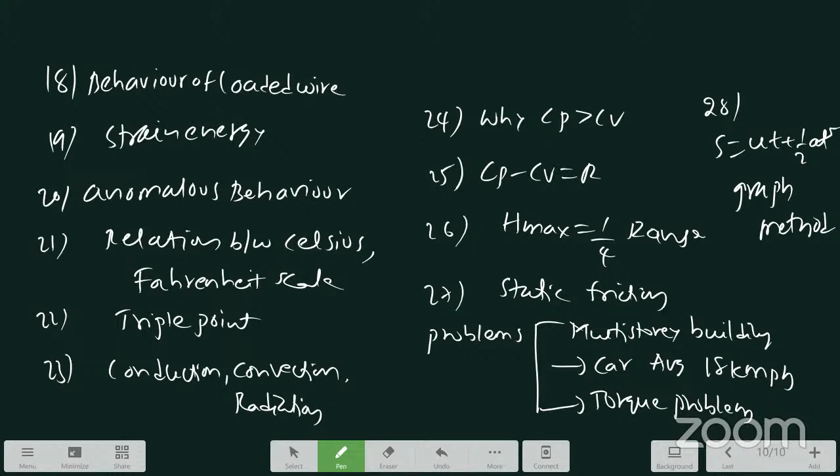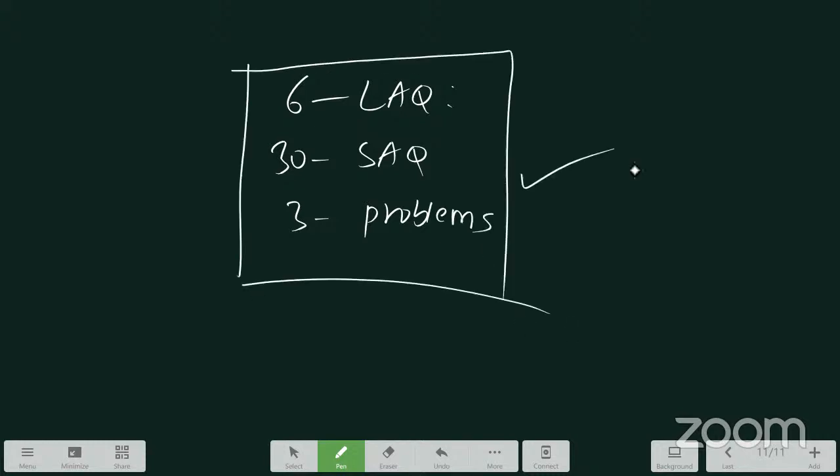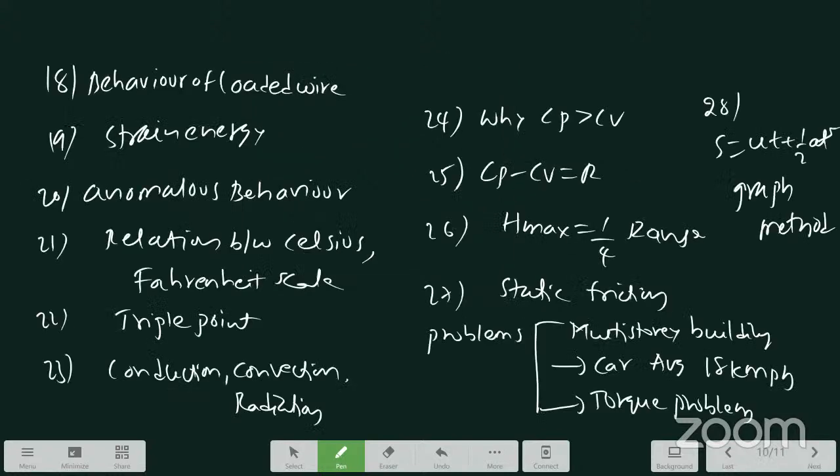Total 6 LAQs, more to SAQs. Now I'm giving the explanation. That one is a simple question, student, and 3 problems. So I'm writing here. See: 6 LAQs, 30 SAQs, 3 problems. This is all covered. Total 30 SAQs means 28 over, so 29 and 30 here.